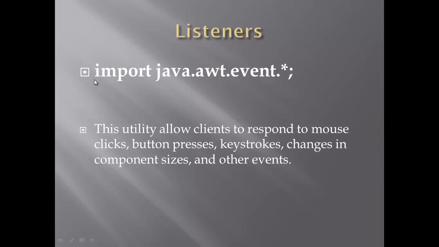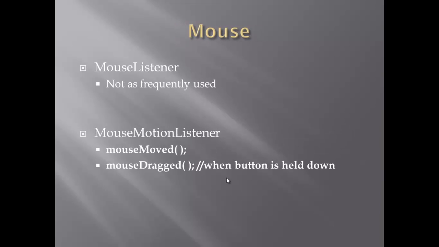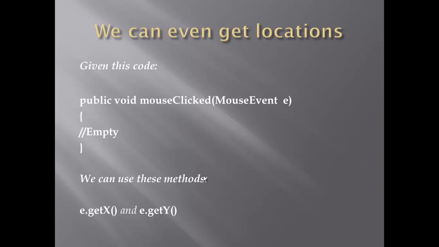In order to use those, we'll have this new import statement, java.awt.event. AWT is the Abstract Window Toolkit. It's been around for a long time, and it just allows us to respond to various changes in the program. Now, mouse listener isn't as frequently used as mouse motion listener is. So when we have mouse moved and mouse dragged, that's something we can also use when the mouse button is held down. And these are things you can play with and add to your program.